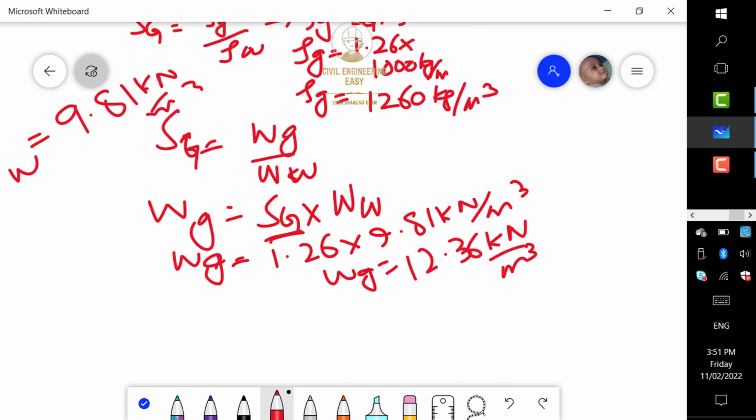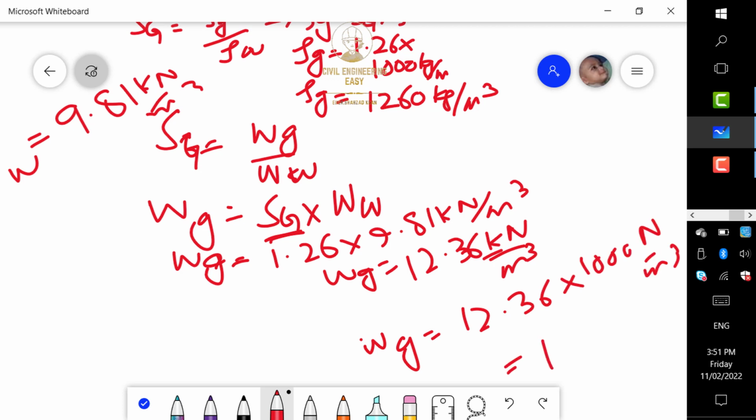If you need to convert this into Newton per cubic meter, multiply this with 1000, kilo meaning 1000. We will get 12,360 Newton per cubic meter.